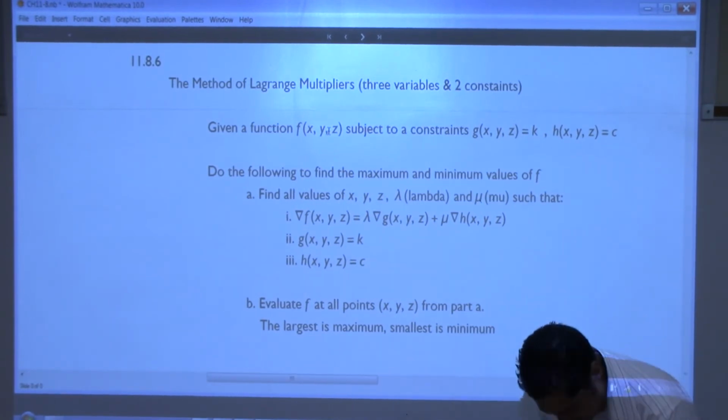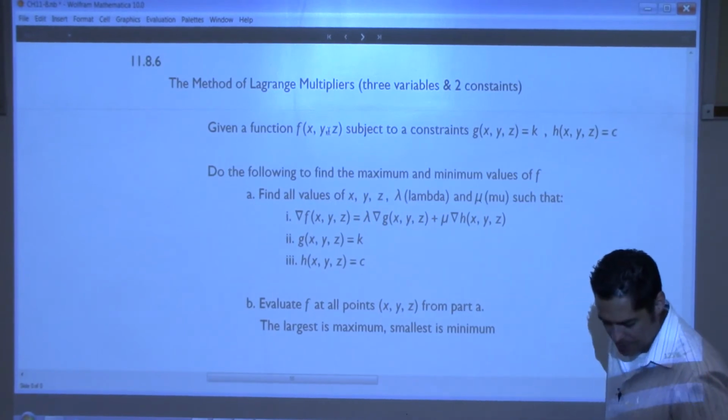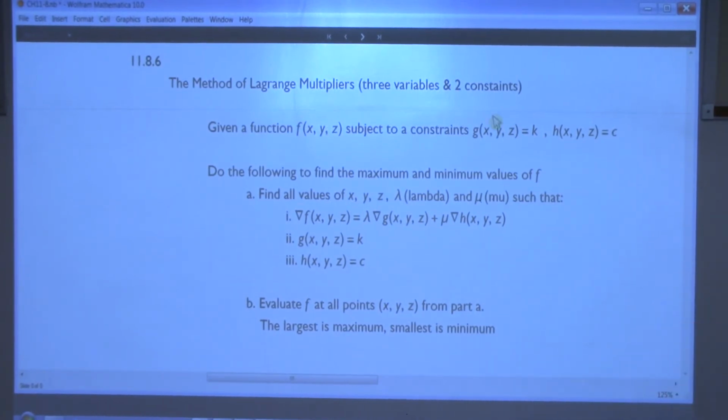Okay, yeah, this one looks okay. I'm going to do the example right out of the book. That way we're playing it safe.